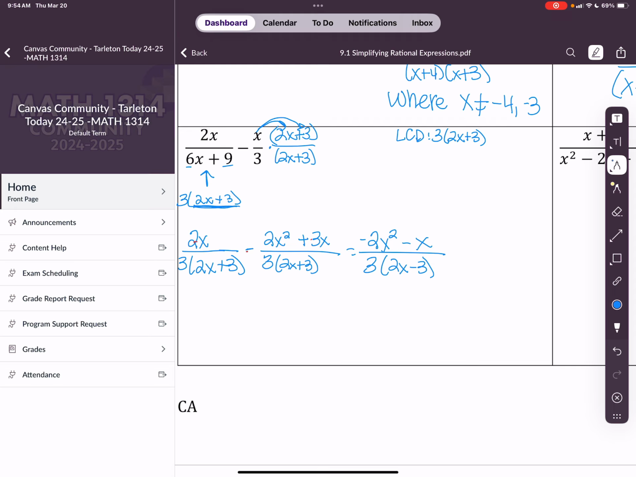Okay? Now I can simplify the numerator because they both have an x in common.